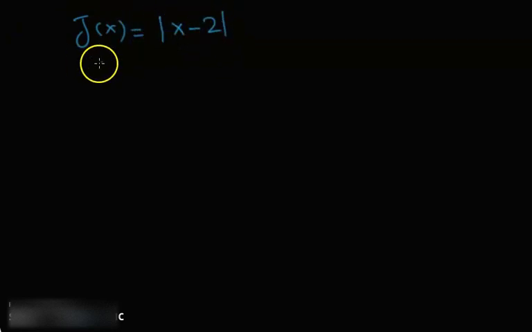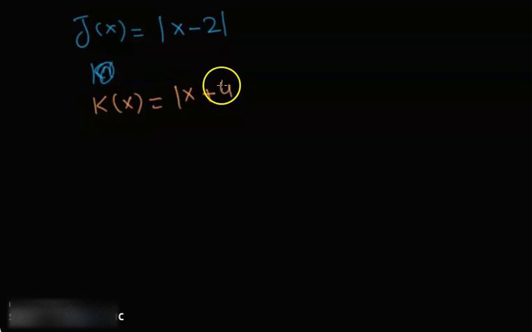Similarly, if you're being asked about left and right shift, let's say j of x equals absolute of x minus 2, so this will be shifted 2 units to the right. And let's say we are given another function, k of x, and that is absolute of x plus, let's say, 4. That means you will be shifting your graph of the absolute function 4 units to the left.